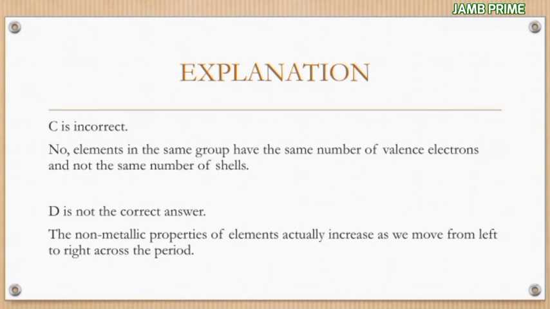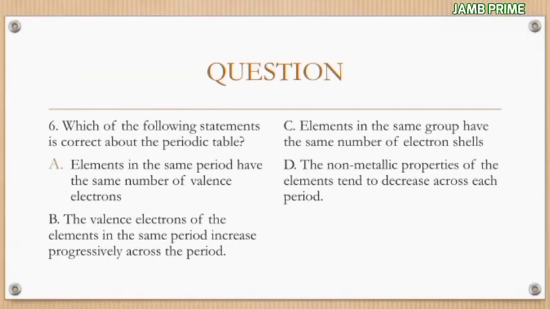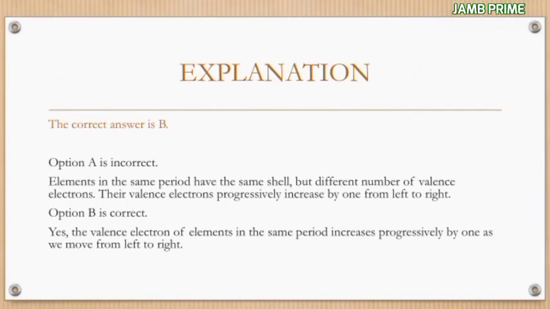Elements in the same group have the same number of valence electrons and not the same number of shells. You can note this down. And D is actually incorrect because the non-metallic property of an element actually increases as we move from left to right across the period. So like I told you guys, I'm going to give you that one in that class. But just note these corrections, these explanations, down.